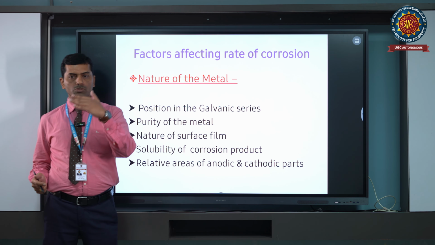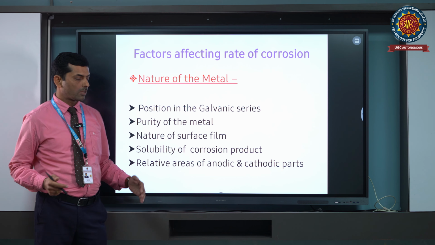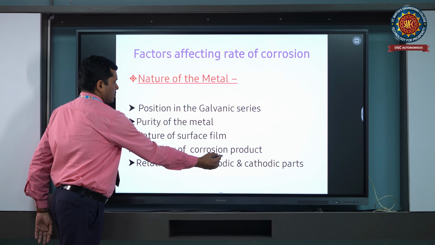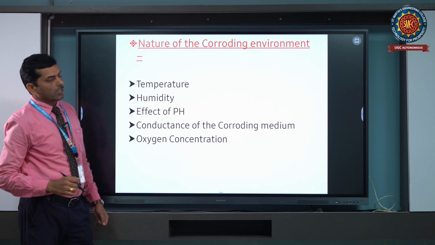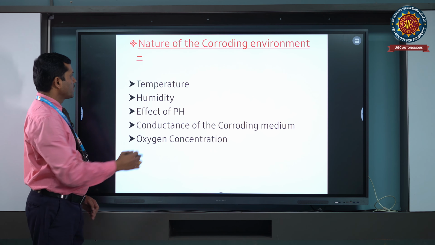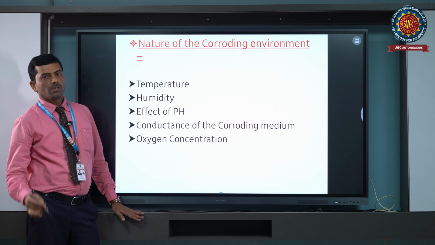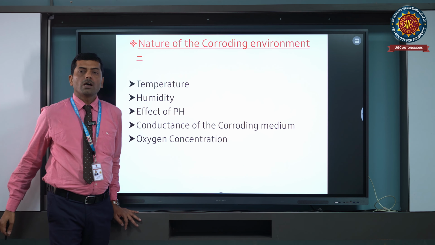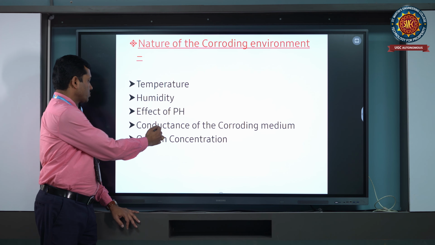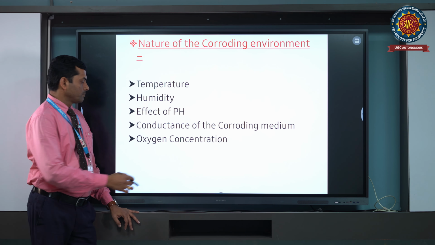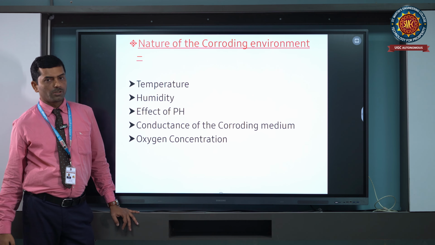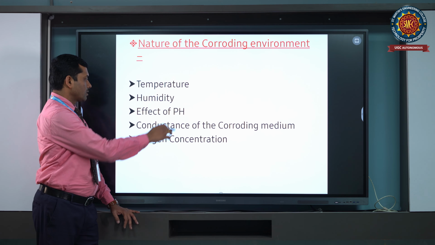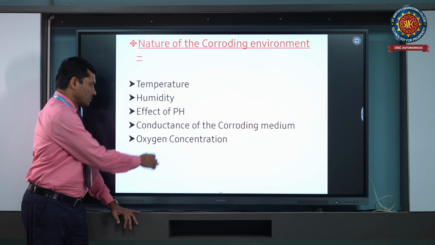Next, solubility of the corrosion product, whether it is soluble or not soluble, that also decides. Next, relative areas of anodic and cathodic parts. Next, coming to the nature of the corroding environment. The nature of the corroding environment is decided by the temperature. Next, humidity. Next, the effect of pH, whether it is acidic or alkaline. Next, conductance of the corroding medium. Finally, oxygen concentration.